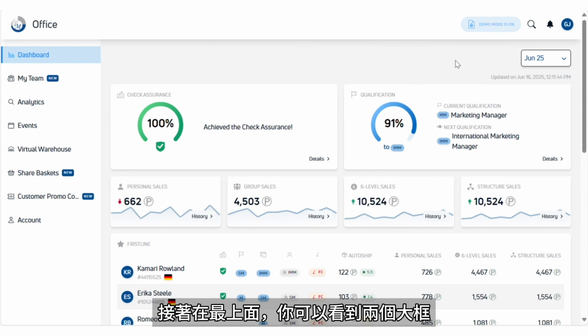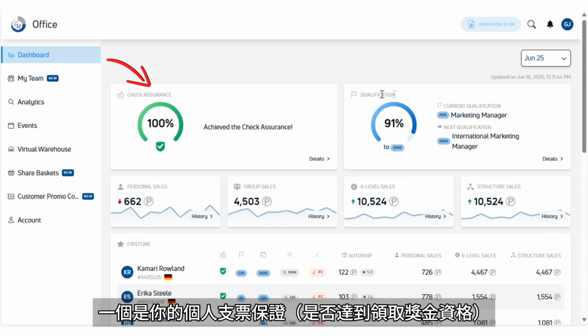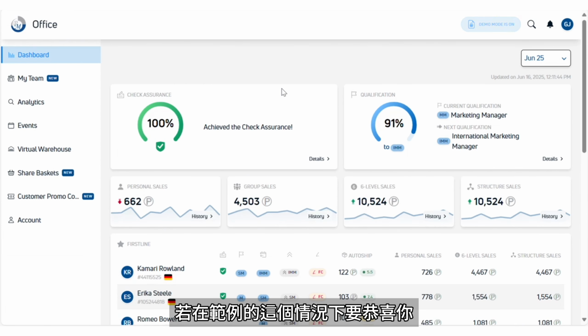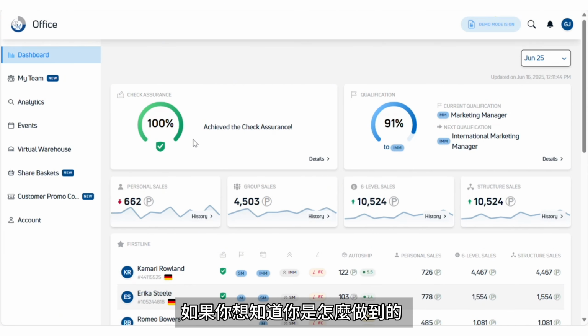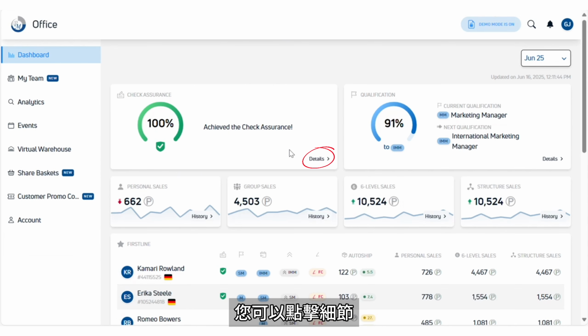So on top of it, you see two big boxes. The one is your personal check assurance. Congratulations in this case, because check assurance is achieved 100%. And if you want to find out how you achieved the check assurance, you can click on details.